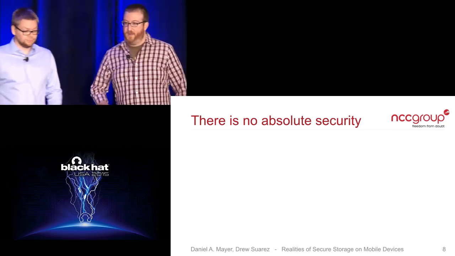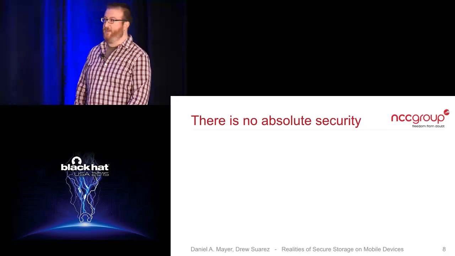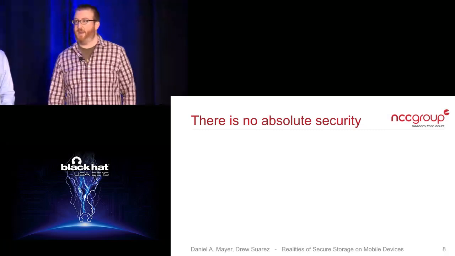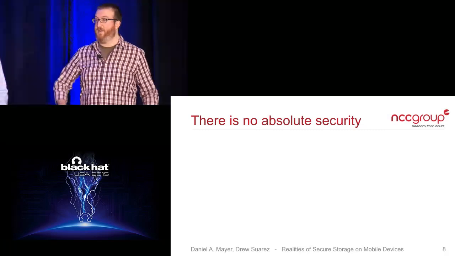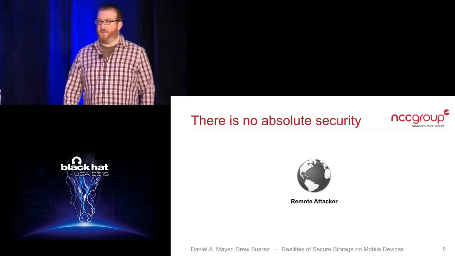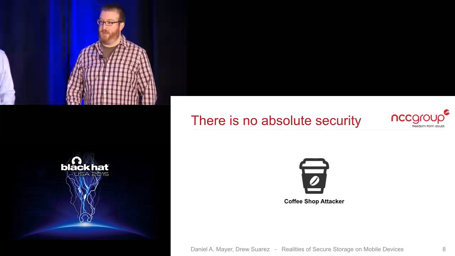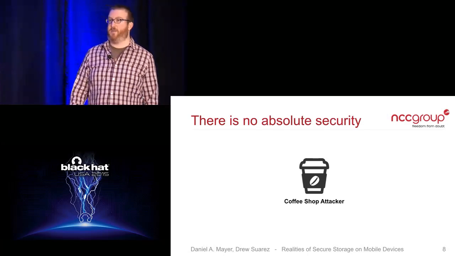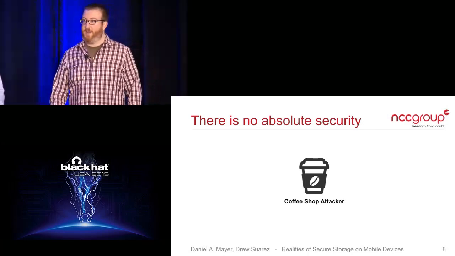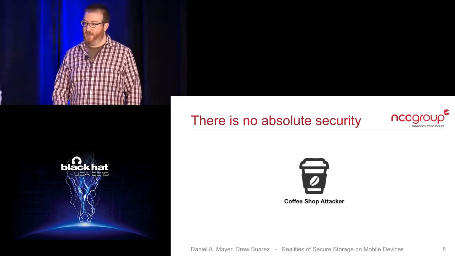All right, thanks. I think it goes without saying there's no such thing as absolute security, but it helps to look at who you're concerned about with the data on your device and what data you want to protect. So there are things like remote attackers, somebody who is trying to remotely access your device. The coffee shop attacker, somebody who sets up a rogue AP in a public place trying to get connections, or perhaps has hacked a public Wi-Fi.